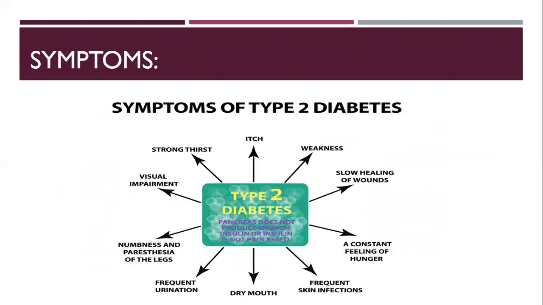Symptoms of diabetes type 2 may be strong thirst, which is known as polydipsia, strong feeling of hunger, polyphagia, and excessive urination, polyuria. Other than this, there will be symptoms of visual impairment, slow healing of wounds, weakness and fatigue. The patient may suffer frequent skin infections, dry mouth, itching, and numbness.